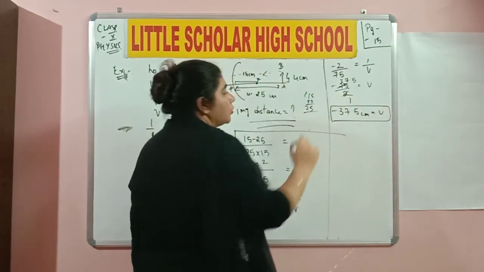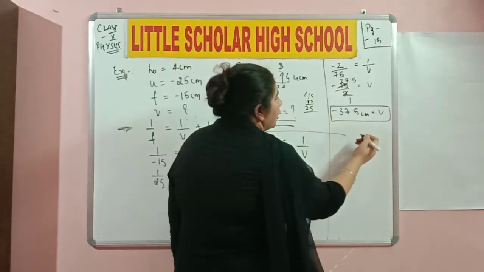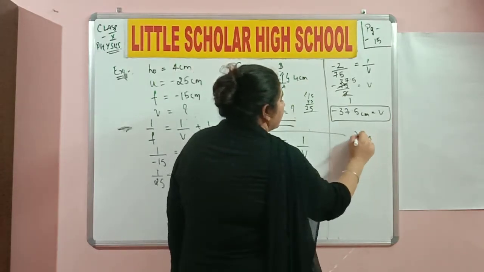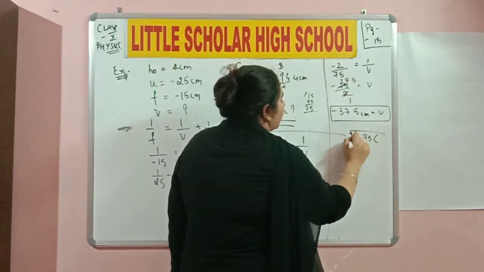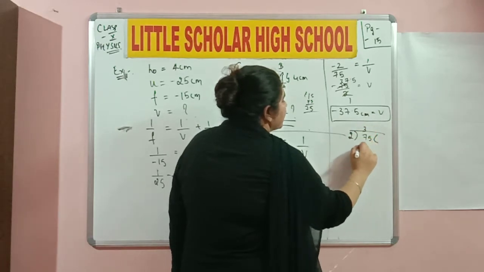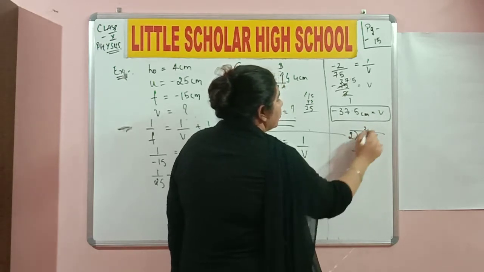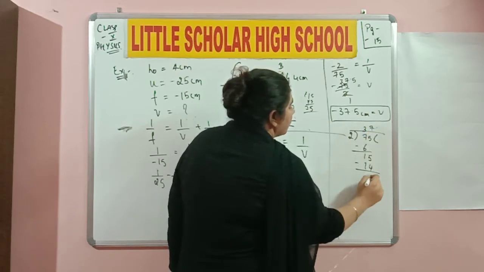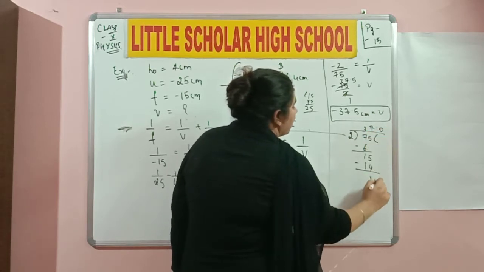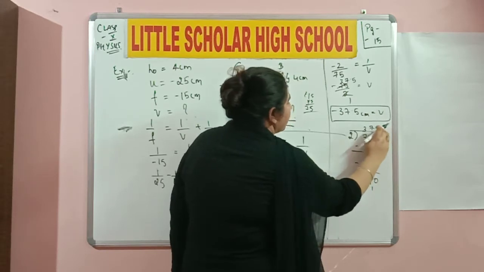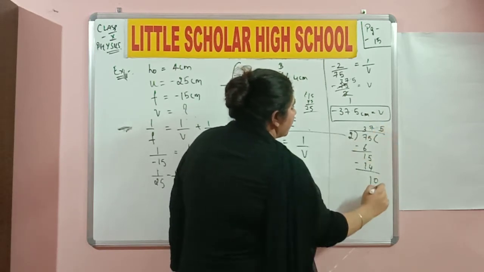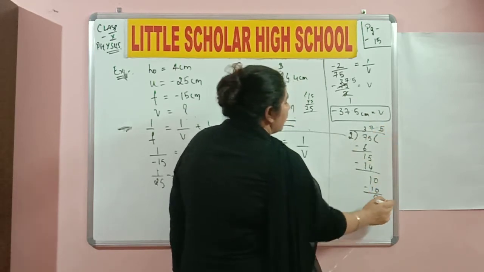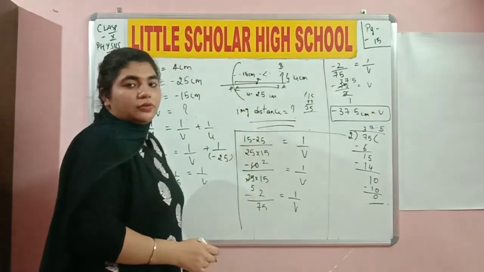How did I do this? You need to know this. Okay, fine. Look at this: 75 divided by 2. 2 threes are 6, carried over. 2 sevens are 14, 2 fives are 10. This is what we did, the division.